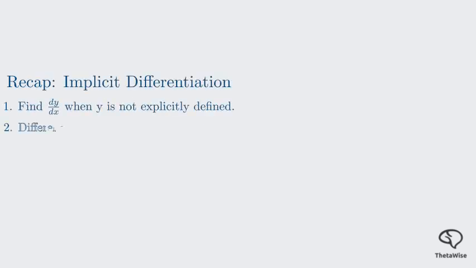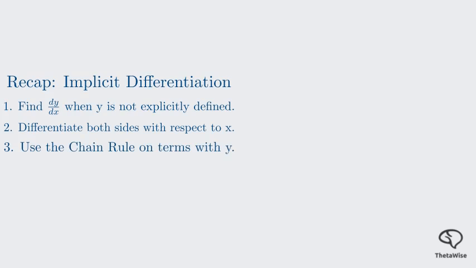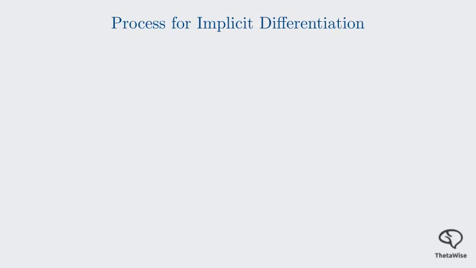So to recap, implicit differentiation is a technique for finding the derivative dy by dx when y is not explicitly defined as a function of x. We do this by differentiating both sides of the equation with respect to x, remembering to use the chain rule on any term involving y. Let's walk through the general process for implicit differentiation. This will give us a clear roadmap for solving any problem. First, we'll look at the step-by-step process, and then we'll apply it to our first example.